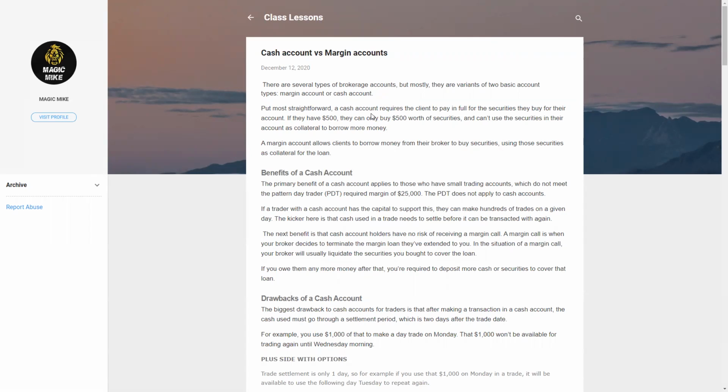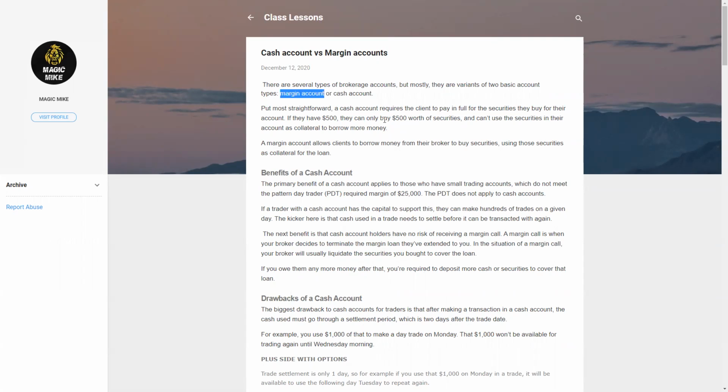Put most straightforward, a cash account requires the client to pay in full for their securities. Okay, so they buy for their account. If they have $500, they can only buy $500 worth of securities and can't use the securities in their account as collateral to borrow more money. Okay, so what's different about the margin is it's like a credit card account or a credit account with your broker. Okay, it's like the broker's giving you a loan to use their money, and they're using your cash as collateral so you can continually trade.